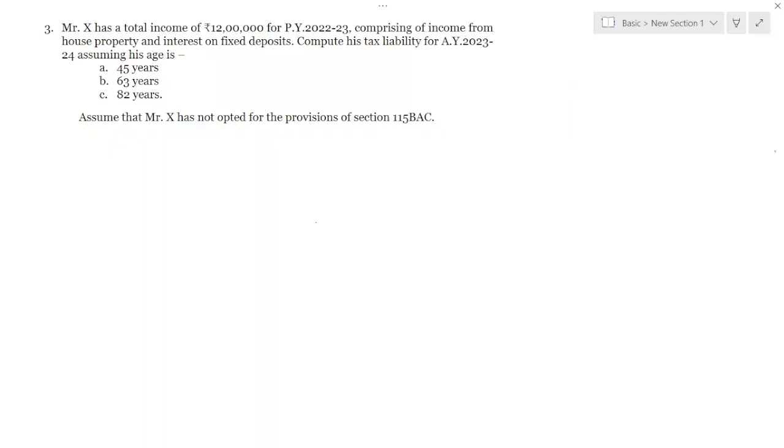Okay, chalo, assume that Mr. X has not opted for the provisions of section 115 BAC. Now this is not important for you. We'll discuss this when we go to the 13th 14th chapter on that. Okay, what is 115 BAC? Now shall we solve the first part, A1?